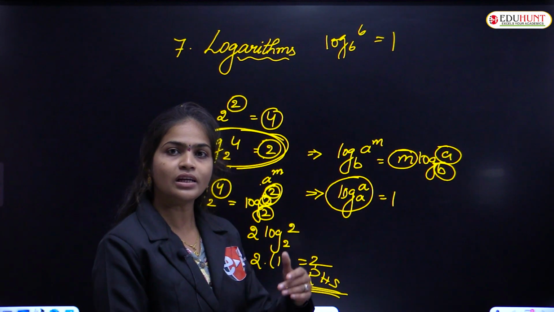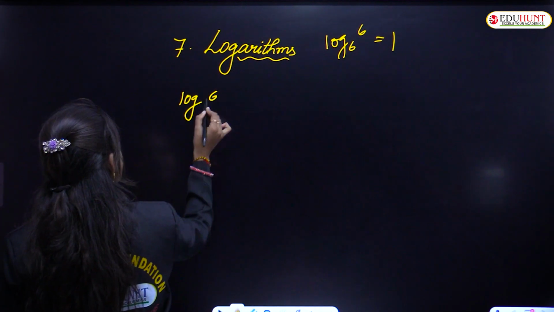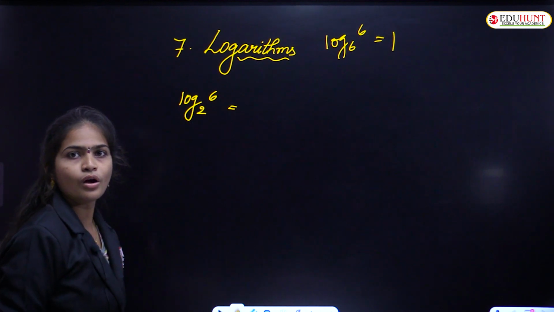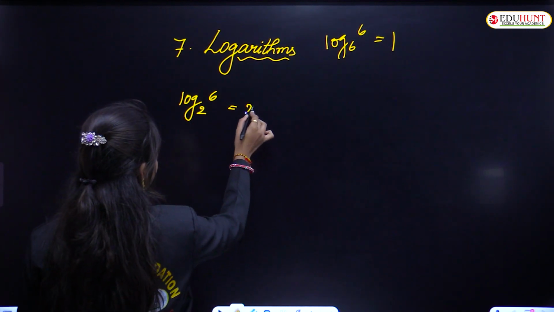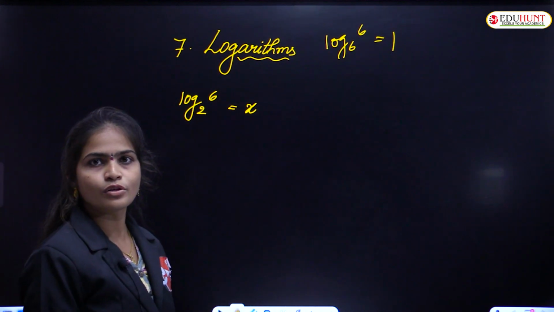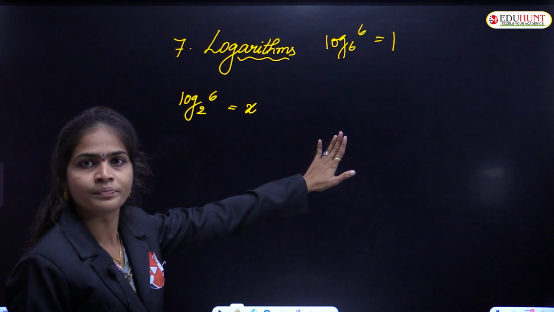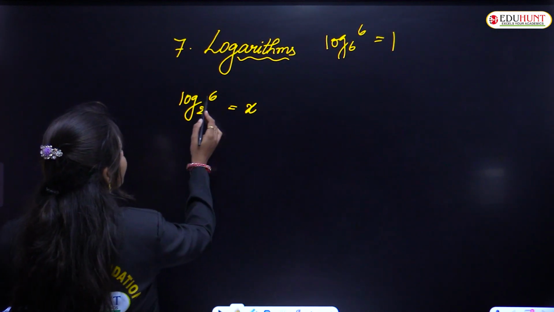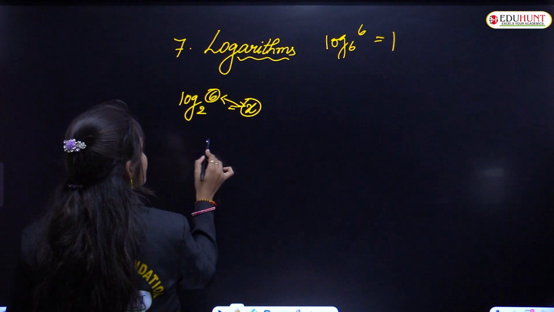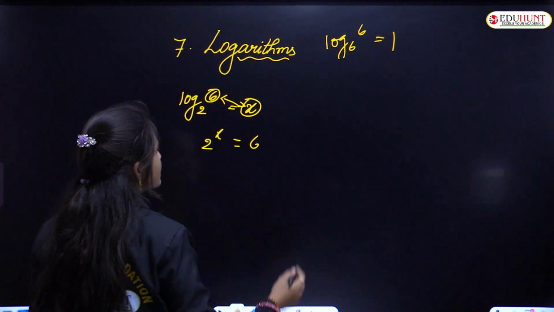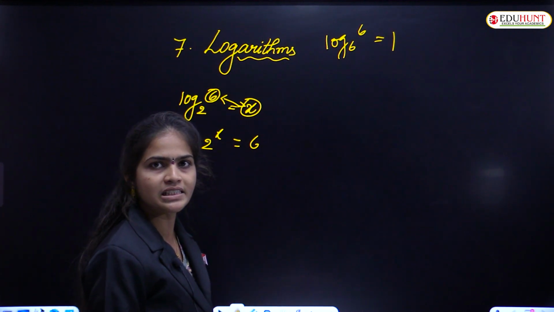Now I'll tell you how to convert logarithm form into exponential form. Log 6 to the base 2 is equal to some x, they have given. So just convert this into exponential form. Previously we changed these two values, no? Like that only, again change these two values. So 2 power x is equal to 6 here. If it exists, then you will get the value of x.